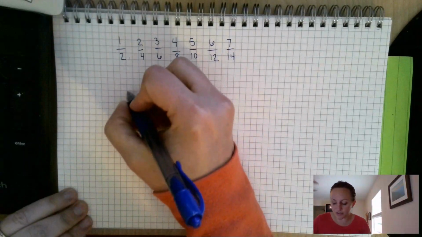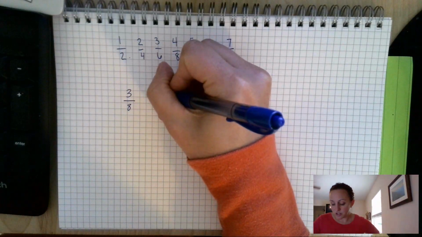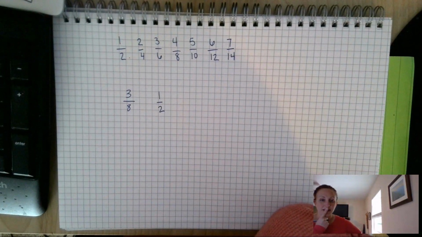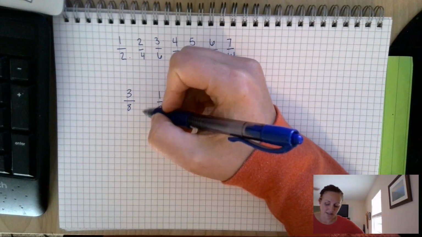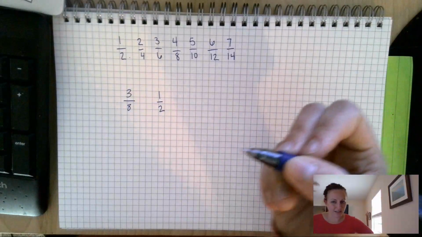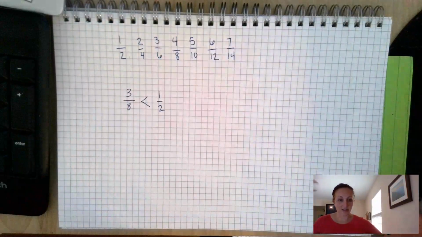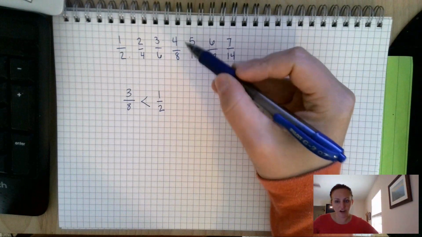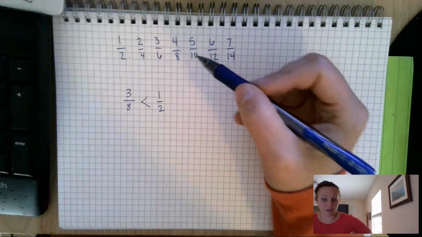So let's look at this fraction, 3/8, and I want to compare it to 1/2. Okay, well, let me think. 3/8. 3 times 2 is 6, right? So that's less than 8. That means that 3/8 is less than 1/2. Or I could also think up here, well, what's my benchmark fraction? 4/8. If I have 3 pieces, that's less than having 4 pieces, right?